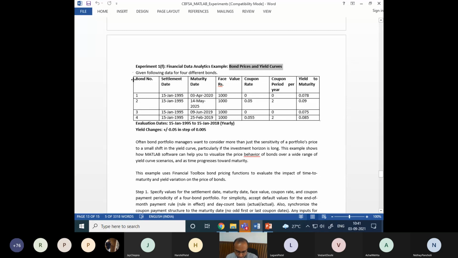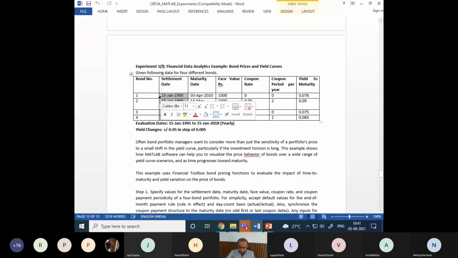So let me take some hypothetical data. You can take real data by going to any website of NSE and taking any particular bond of any company. Let's say I have bond numbers 1, 2, 3, 4, and the same settlement date for all of them. Let me assume these bonds are issued from this date, 15 January 1995. All four bonds are issued on that date, for simplicity. Then each has different maturities. Some mature in 2020, some in 2025, some in 2019, in different months and different dates. These are random dates I have taken, just hypothetical.